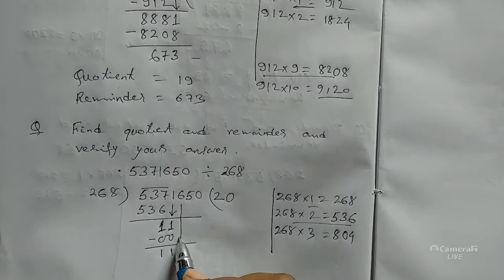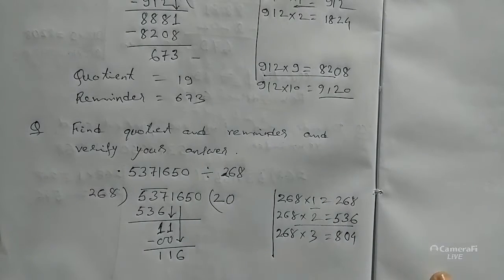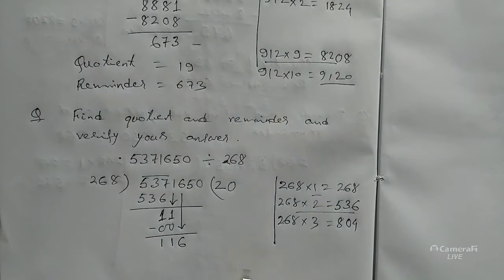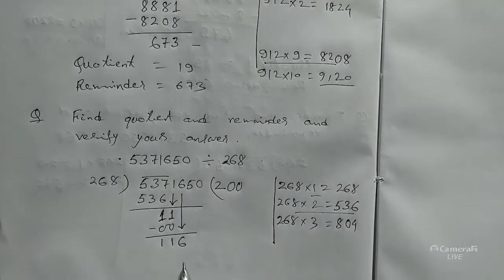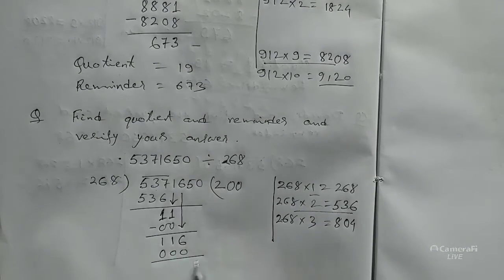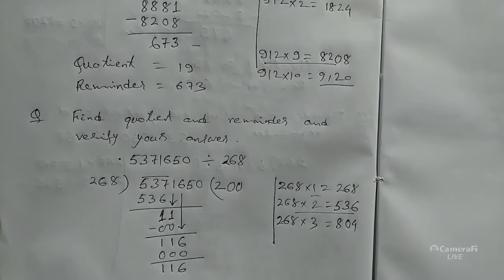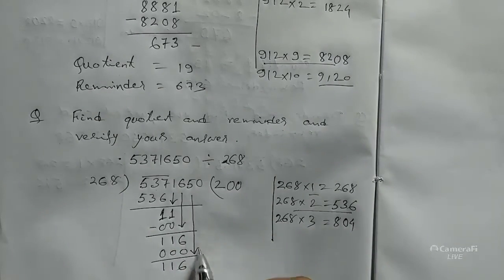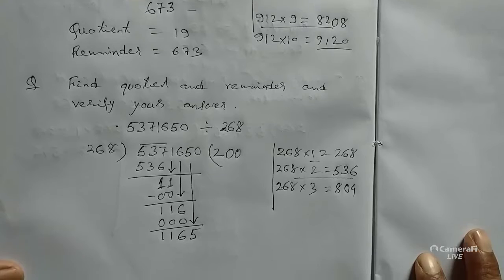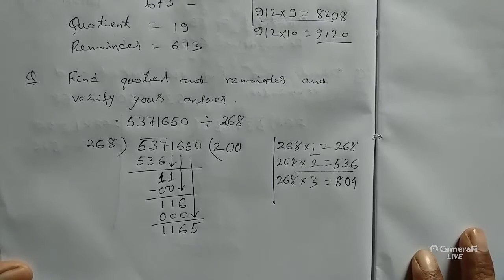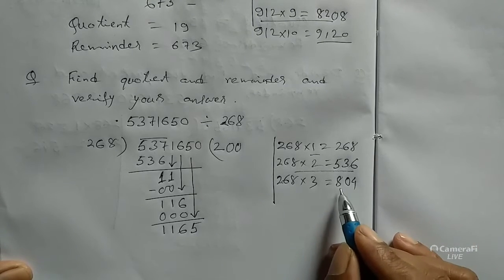Now take the next digit, 6. Again you have to complete the division. You have to divide it by 268, but even by 1 it is not possible. So you should take 0 again. By 0 we get 0, and we get 116. Now take the next digit, which is 5, giving 1165. It is larger than 268. So if we go through the table of 268, by 3 we get 804.